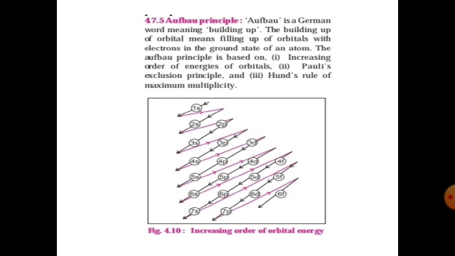In this diagram we will see the increasing order of orbital energy. When you are filling the electrons in orbitals, the 1s orbital is filled first, then 2s, 2p, 3s, 3p, 4s, 3d, 4p, 5s, 4d, 5p, 6s, 4f, 5d, 6p, 7s, 5f, 6d, 7p, 6f. In this way the electrons are filled.